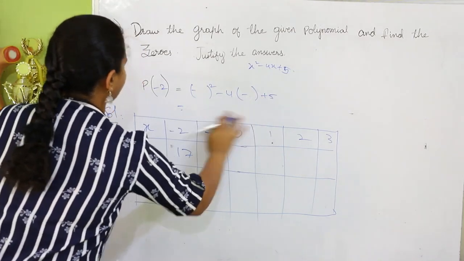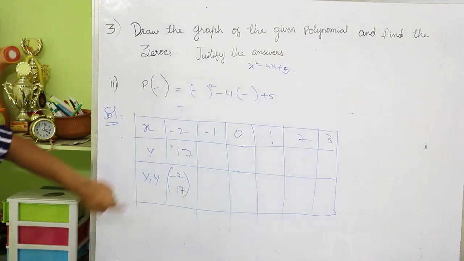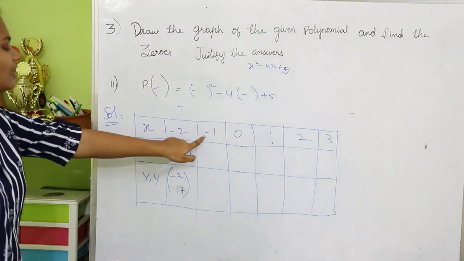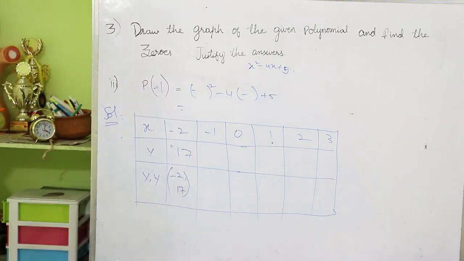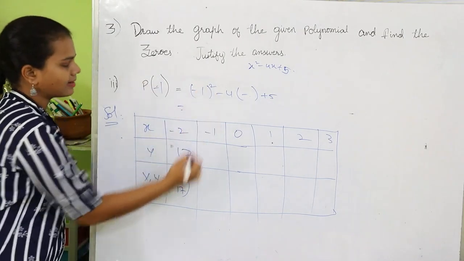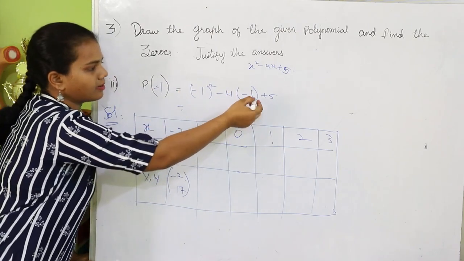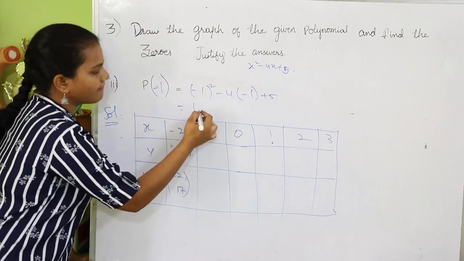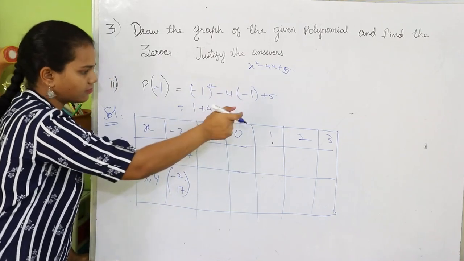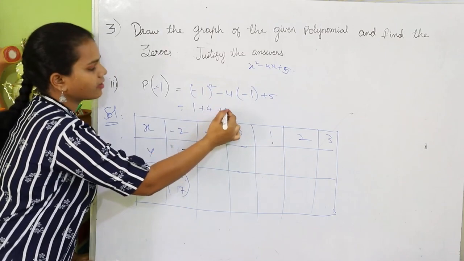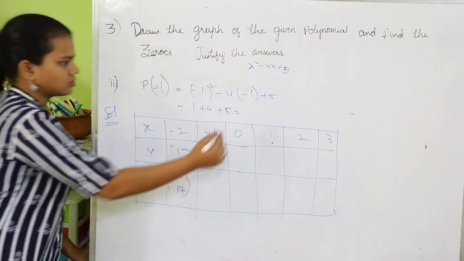So here you have the second one. Let x value be -1. You place -1 whole square -4 of -1 plus 5. Now 1 plus 4, because minus into minus is plus, 4 into 1 is 4, plus 5. Then this is 1, 4, 5, which is 10.